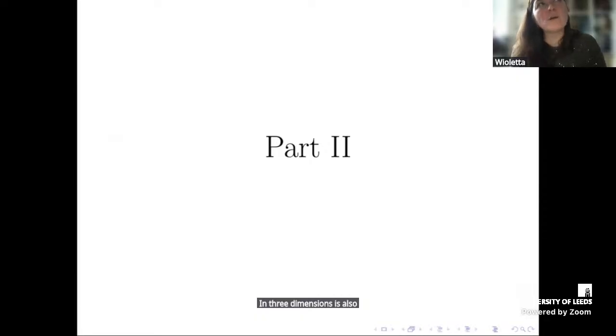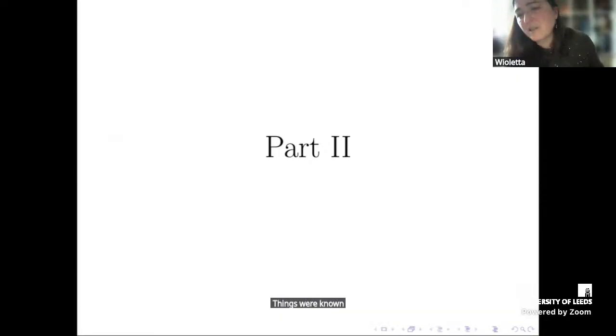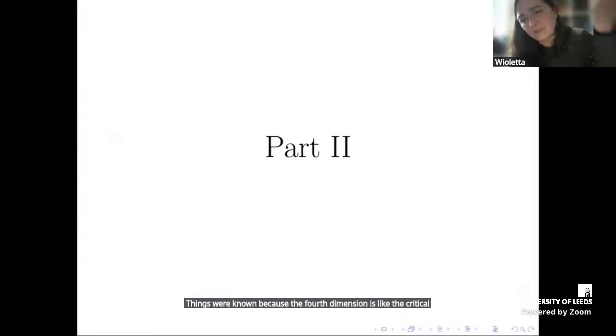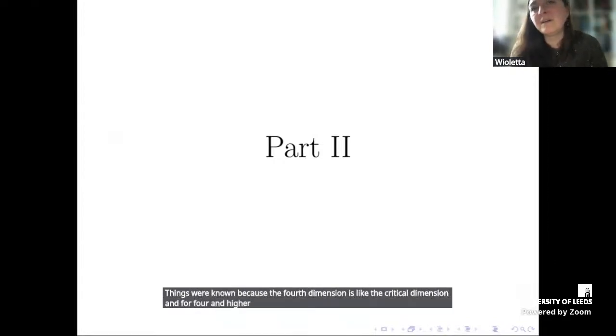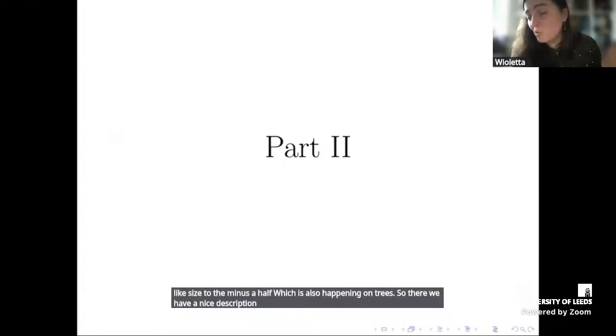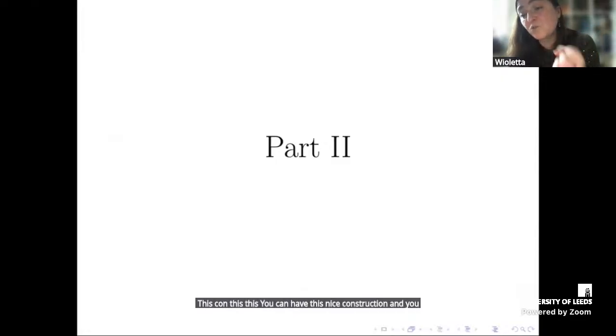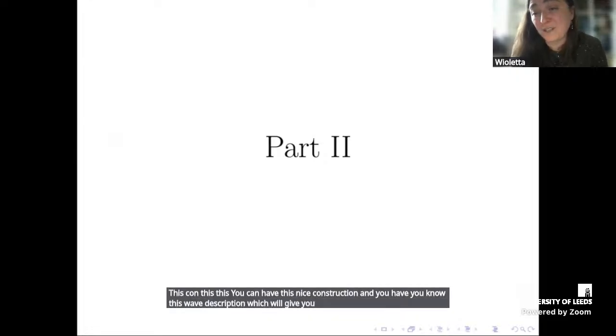So from 4 and higher dimensions, things are known, because the 4th dimension is the critical dimension, and for 4 and higher, we can estimate that the avalanches will behave like size to the minus a half, which is also happening on trees. So there we have a nice description. But on trees, it's beautiful. You can have this nice construction, and you have this wave description, which will give you the full information of the avalanche.